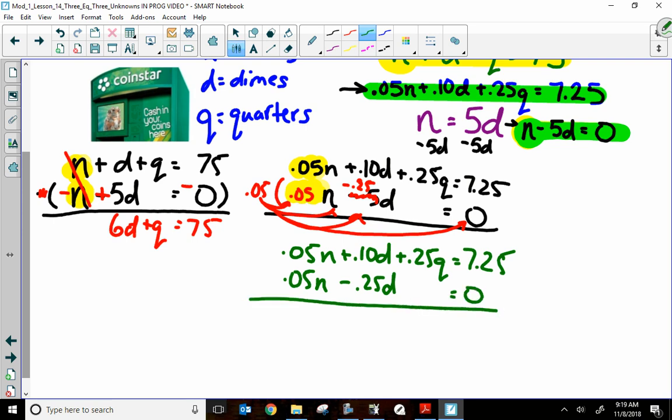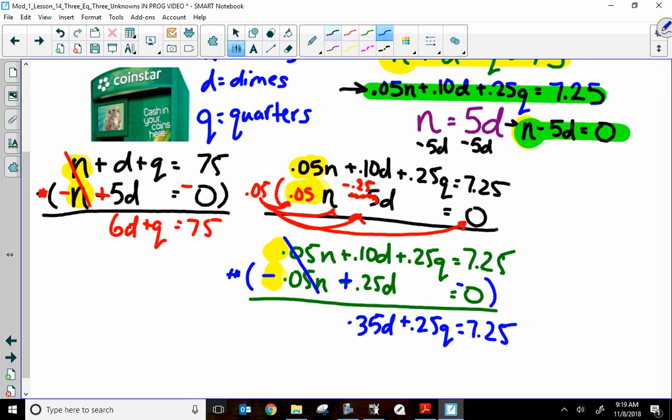Are my signs the same? Yes, they're both positive. If the signs are the same, I subtract, which means I flip all the signs. Minus, plus. I can put a minus there, who cares. Bye-bye. Okay, if I add that, I get 0.35D plus 0.25Q equals 7.25. I now have two equations, God help us, that have a D for dimes and a Q for quarters.